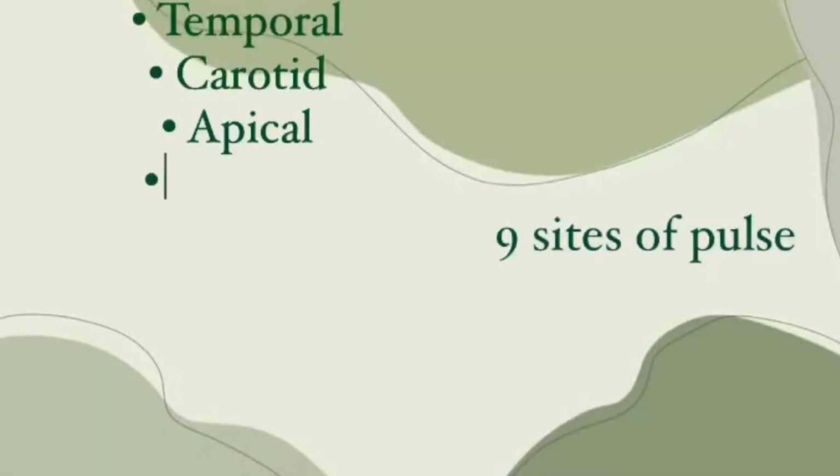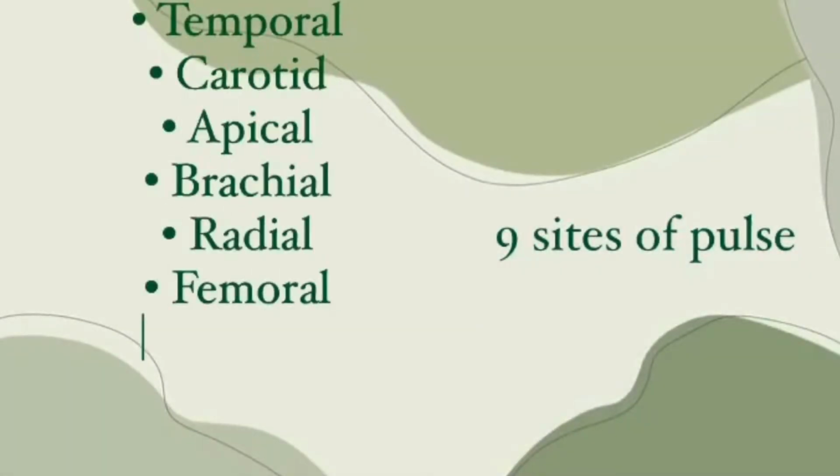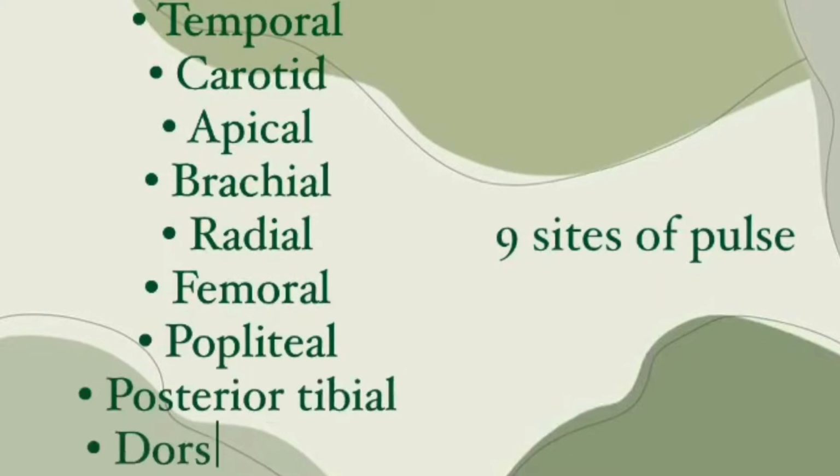Pulse is a measurement of the heart rate or the number of times the heart beats per minute. So the purpose and significance of taking a pulse is to determine adequacy of peripheral circulation or presence of pulse deficit. So there are 9 pulse sites. This includes temporal, carotid, apical, brachial, radial, femoral, popliteal, posterior tibial, and lastly, the dorsalis pedis.